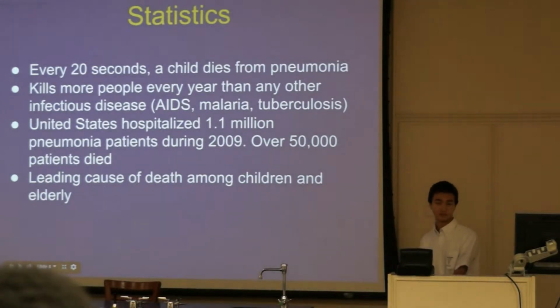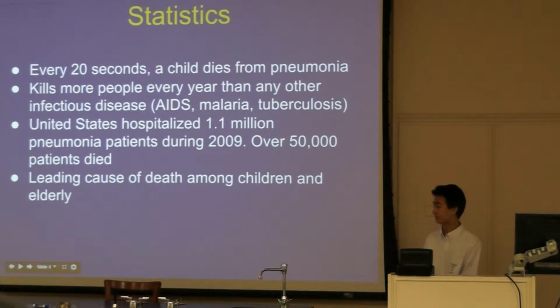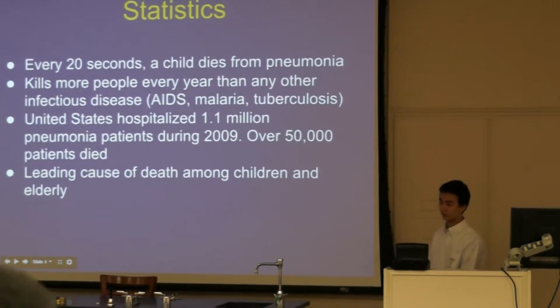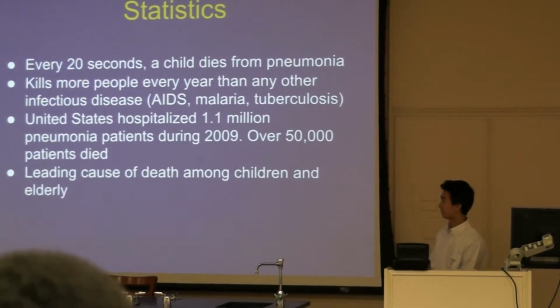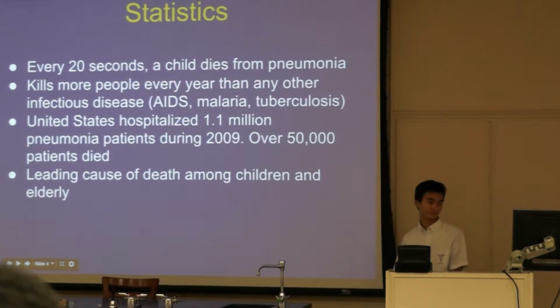Statistics. About every 20 seconds, a child dies from pneumonia, and pneumonia kills more people every year than any other infectious disease, such as AIDS, malaria, or tuberculosis. In 2009, the United States hospitalized 1.1 million pneumonia patients, and out of that 1.1 million, 50,000 died. Pneumonia is the leading cause of death among children and the elderly.